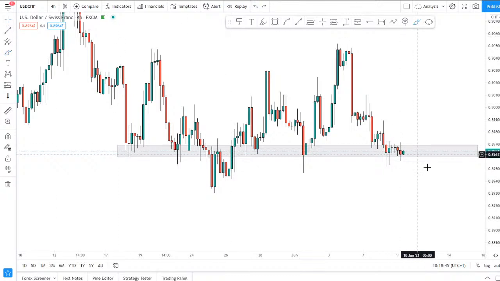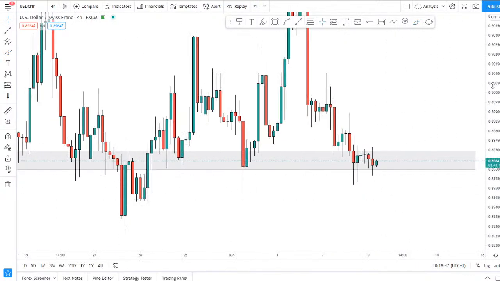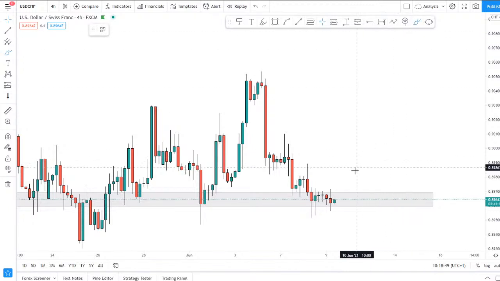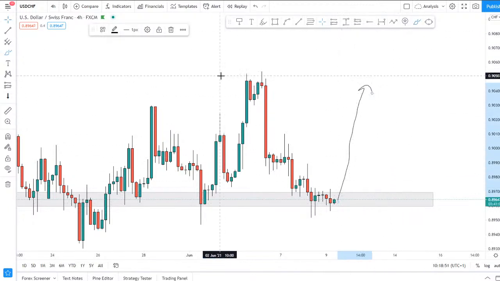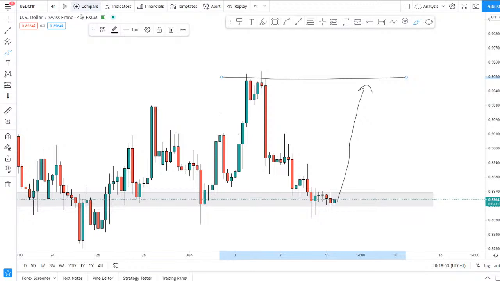So that is the key question, because if you do hold onto this, then I think we could be seeing another big push to the upside, back to these highs up here, and maybe even further.